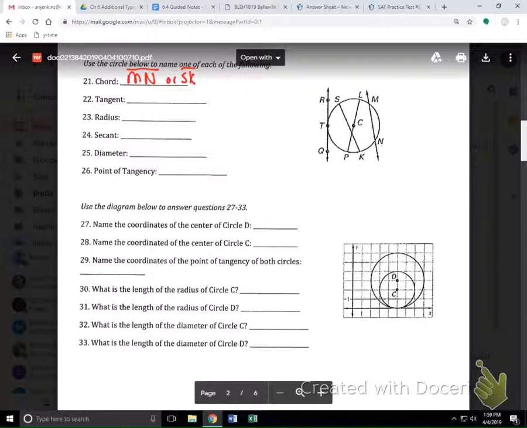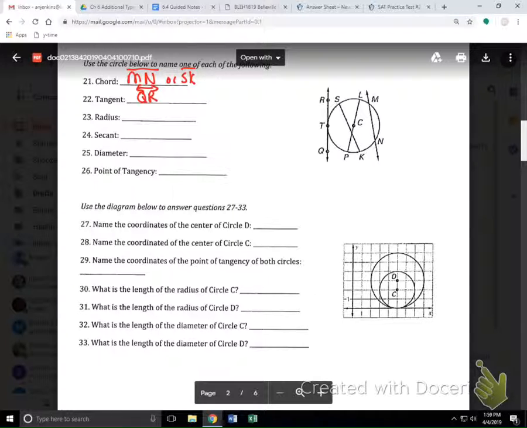We have the tangent line. Which one of these is a tangent line? A tangent line hits just once. QR works for me. You could have also named it QT, TS, TR. Or not TS, TQ. Sorry.